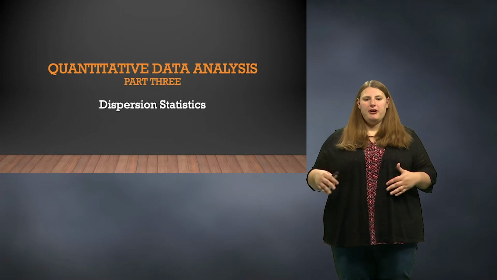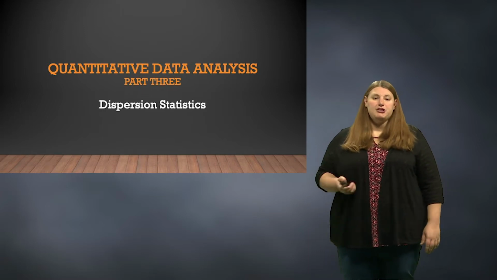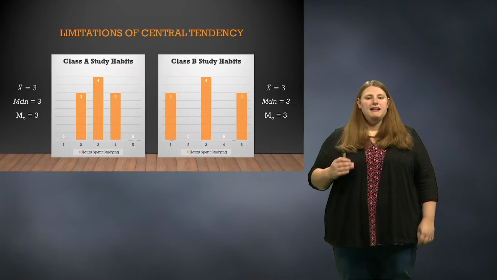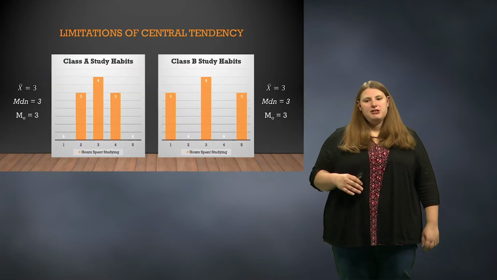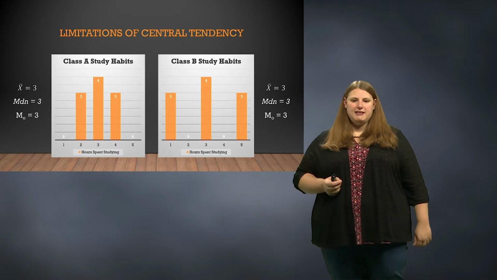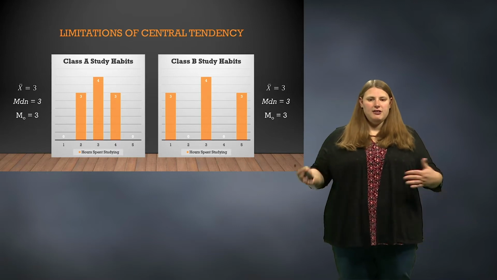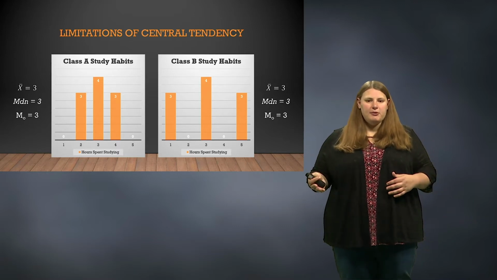We're going to finish up our discussion of univariate statistics by exploring how to calculate dispersion statistics. Like central tendency statistics, dispersion statistics are used to describe a data set. But why do we need dispersion statistics? Well, sometimes the central tendency measures by themselves aren't enough to differentiate between two samples.